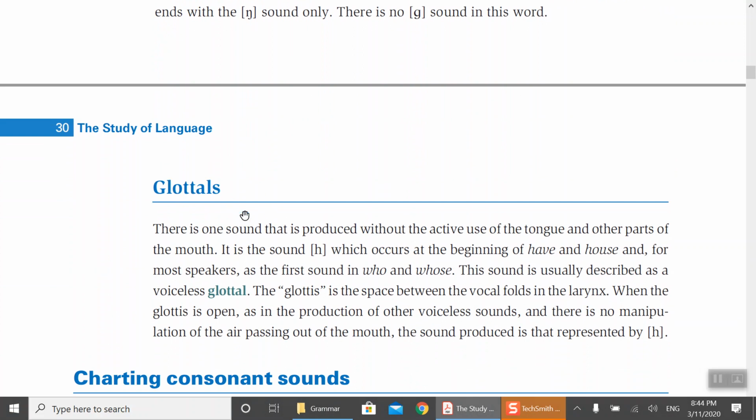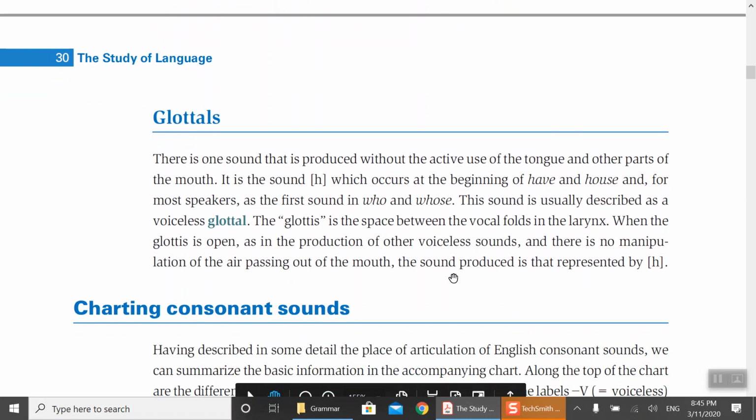Glottal. Here is the definition of glottal: there is one sound that is produced without the active use of the tongue and other parts of the mouth. It is the sound h, which occurs at the beginning of have, house, and for most speakers is the first sound in who and whose. This sound is usually described as voiceless glottal. The glottis is the space between the vocal cords. When the glottis is open, as in the production of other voiceless sounds, and there is no manipulation of the air passing out of the mouth, the sound produced is the h sound.